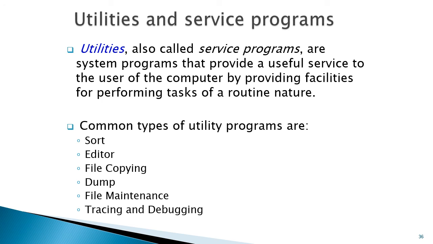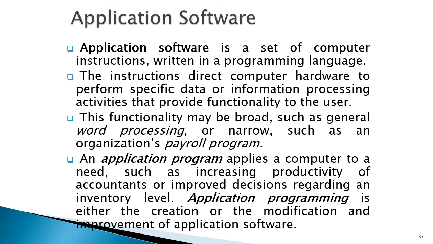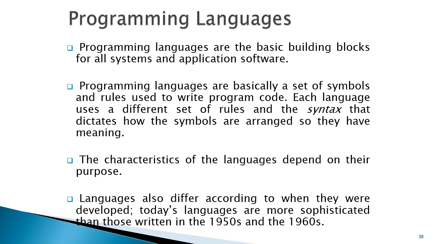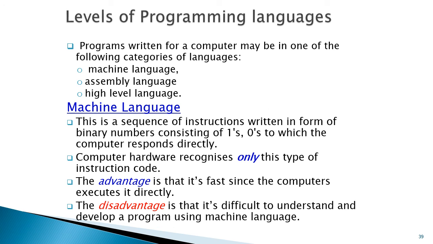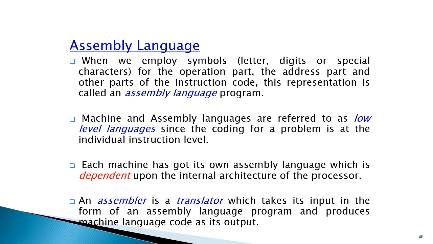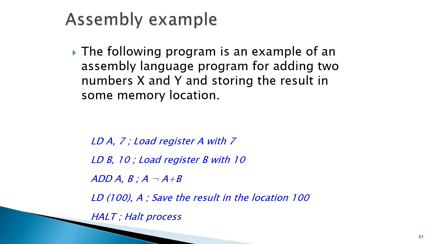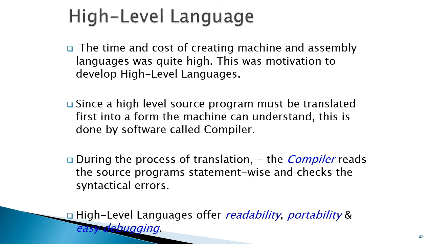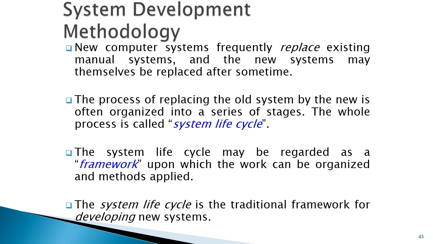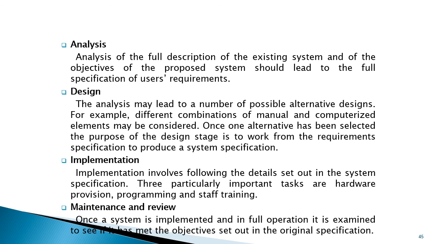Okay, so in the next lecture, we'll look at the utilities and service programs, the common types of utility programs that we have, and we'll also talk about application software, this time in detail. We'll also talk about the programming languages, levels of programming languages, advantages and disadvantages, and assembly language. Now this time we're looking at them in assembly language. We'll also do a practical example like this one here. We'll now be able to understand what is happening here. High level language, system development, stages of life.